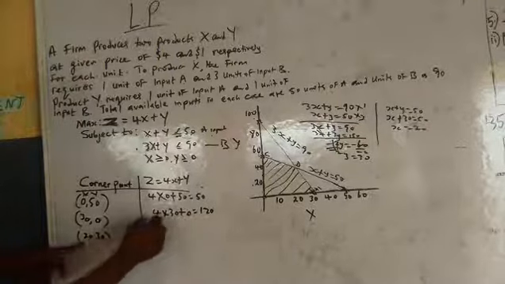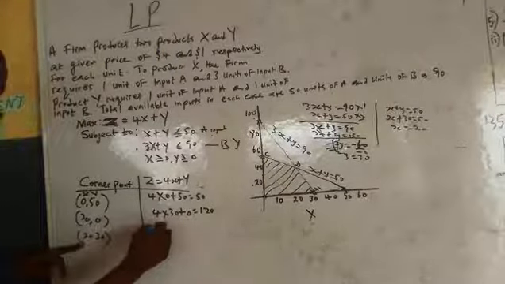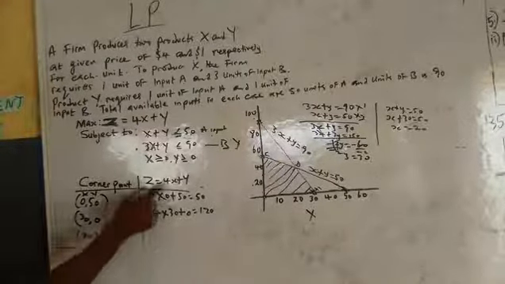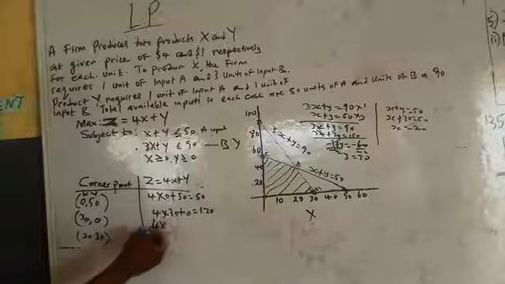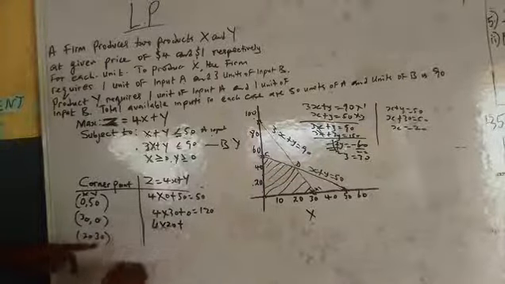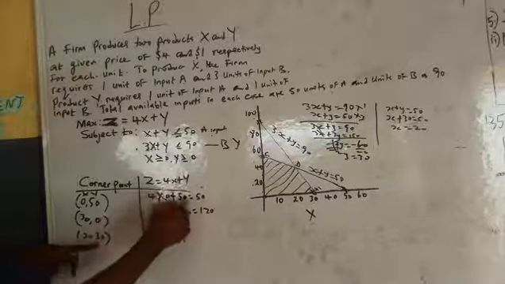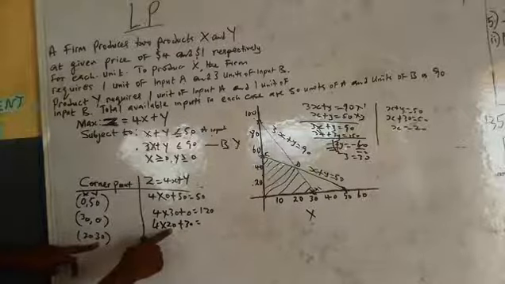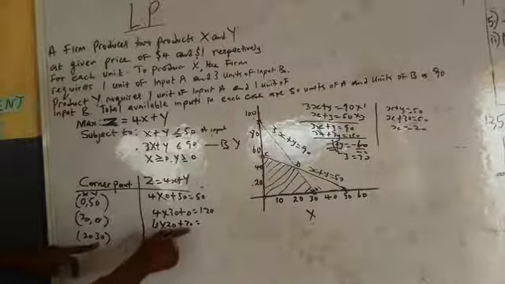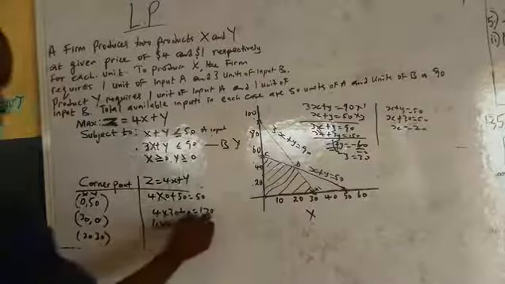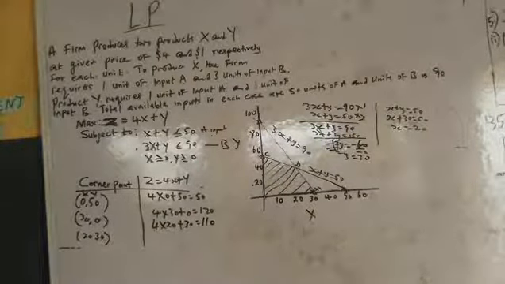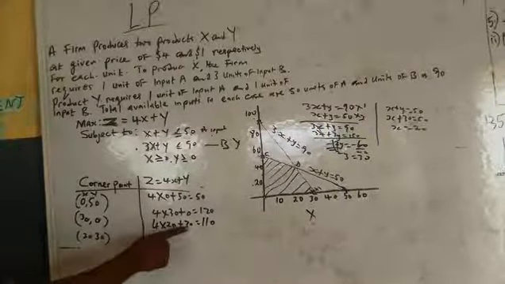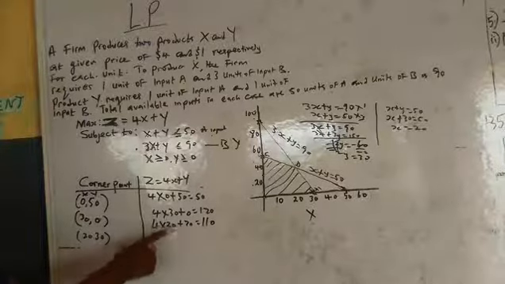Then this will give me the 4 here times x. My x is 20 here, plus my y, which is 30. So this will give me 4 times 20, 80, plus 30. That's 110. Am I right? 4 times 20 is 80, plus 30, which is y. That would be 110.